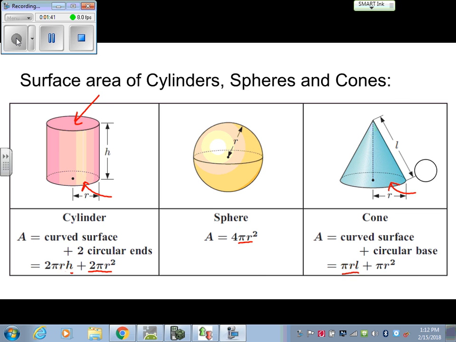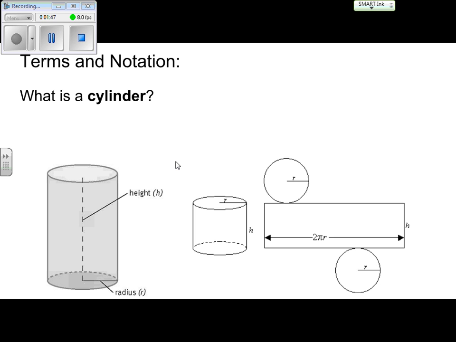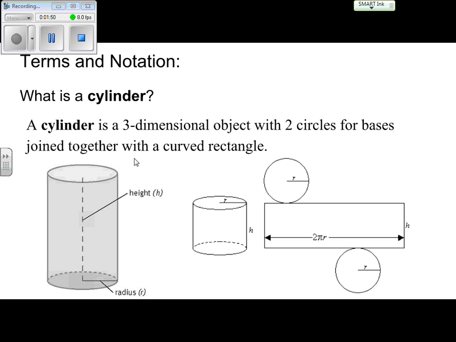Now we'll break all these up into 3 separate examples where we can talk about each of the figures individually. So first, starting with a cylinder. What is a cylinder? Well, as I mentioned, a three-dimensional object with 2 circles for bases, and they're joined together with a curved rectangle. Now, you might say rectangle.